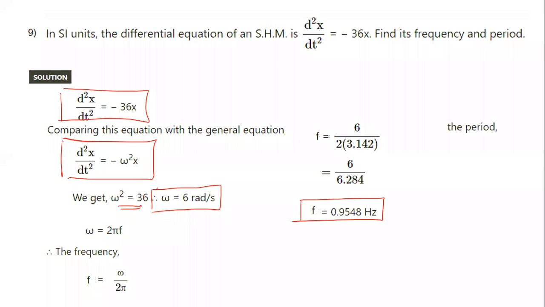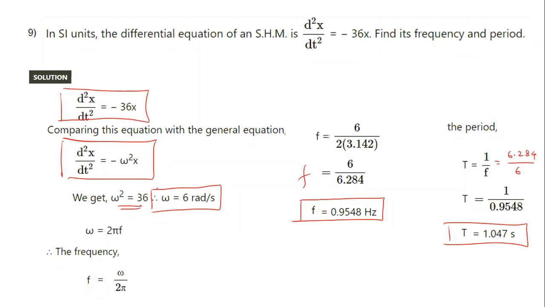Now we have to find out the period. Period is the reciprocal of frequency. It is 1 upon 0.9548. Or you can write it like this as well, 6.284 divided by 6 is the period. After solving this, we get the period as 1.047 second. This is the period.